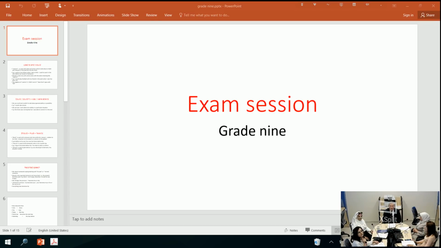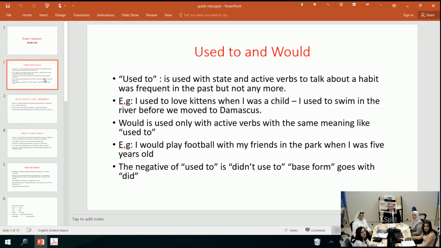Well, now we're going to summarize the grammar of the book. We start with used to and would. Miss Huda. Used to is used with state and active verbs to talk about a habit that was frequent in the past but not anymore. So when we use used to, it means it was a habit in the past. Does the habit still exist now? No, it is only in the past.